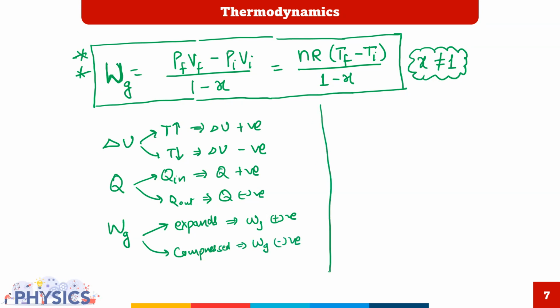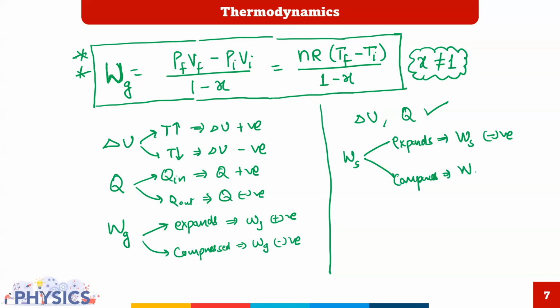This is for physics. In chemistry, delta U and Q are exactly the same as physics. Only you calculate the work done by the surroundings. If the gas expands, then work done by the surroundings will be negative. If the gas is compressed, work done by the surroundings will be positive. So remember this. In chemistry, work done means this. In physics, work done means this. This is the only confusion most of the students have.